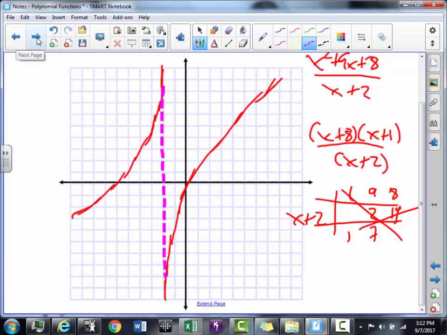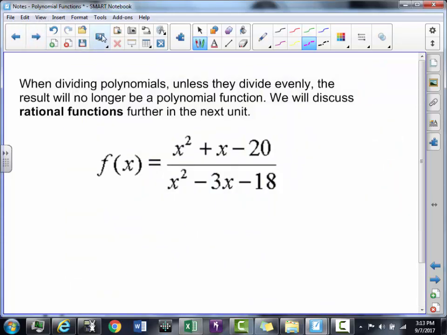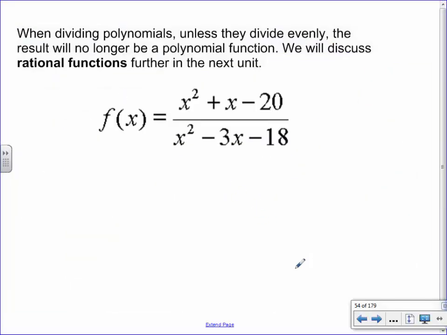Did that make sense? I don't actually think we need to go through and graph this thing. I just wanted to make the point of what it looks like. So let's try this example here then. What do you think? Will this end up being polynomial when we're done or rational when we're done? Well, here's one option. Let's try factoring it. Can you factor x squared plus x minus 20?